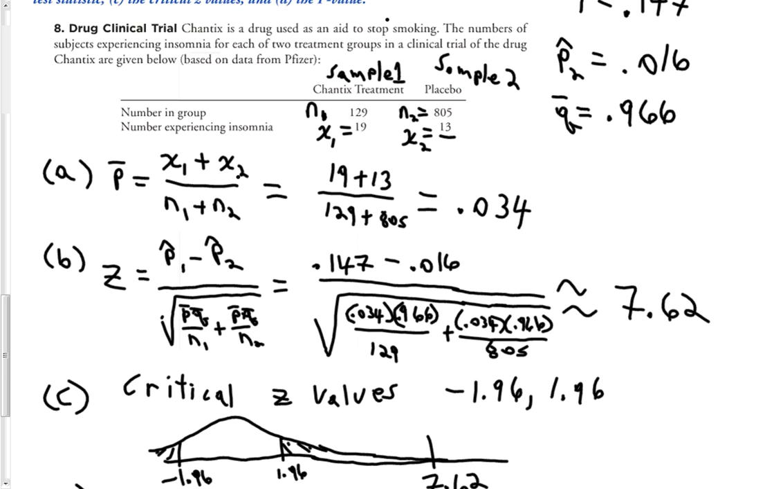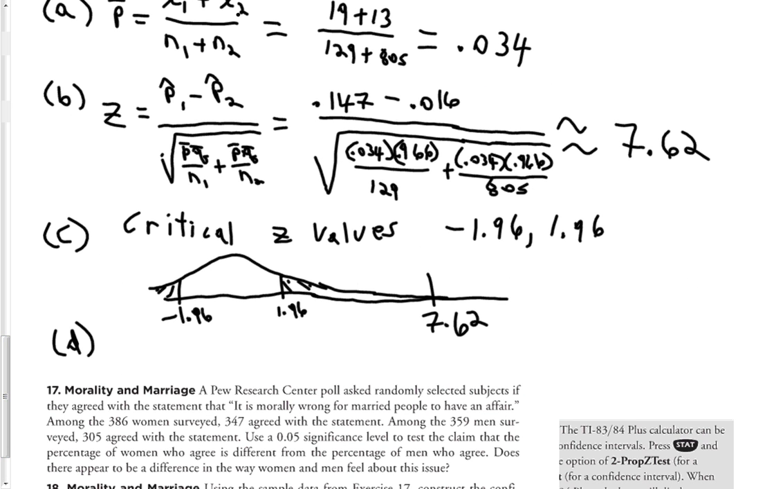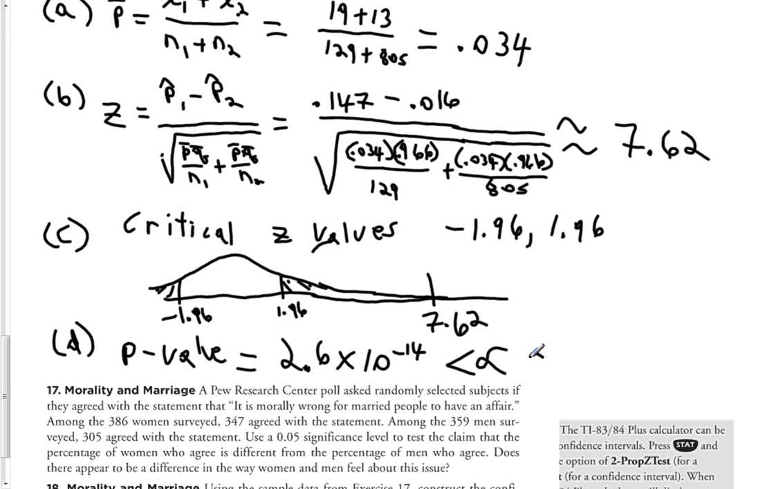The p-value is equal to 2.6 times 10 to the negative 14th power. Now that's a very small number. That is going to be less than alpha, which was 0.05. So once again, in this case, we would also reject the null hypothesis. So the traditional method and the p-value method are aligned with each other.